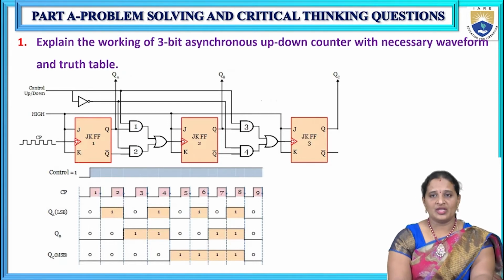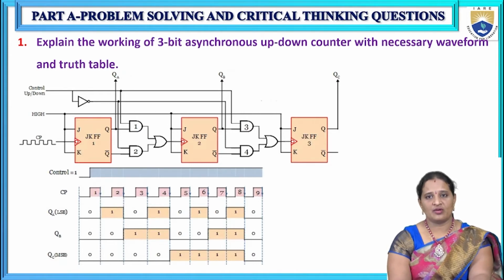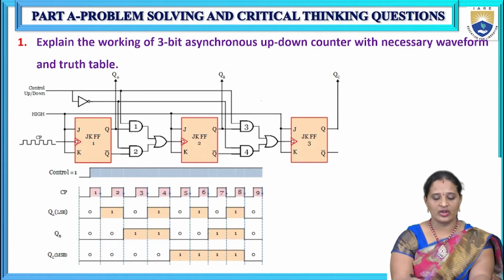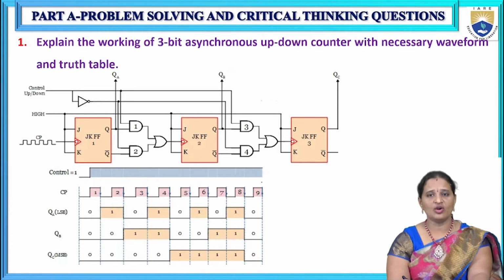Then, the 3-bit asynchronous counter. For constructing a 3-bit asynchronous counter, we require 3 flip-flops, because it has three bits, and each flip-flop is capable of storing only 1 bit of information. So as I want to implement a 3-bit counter, I require 3 flip-flops. Just mention that point and draw the logic circuit of the 3-bit asynchronous counter.